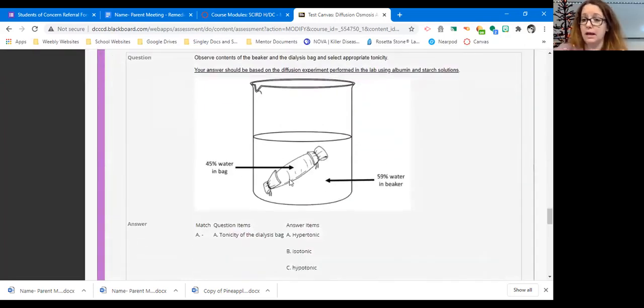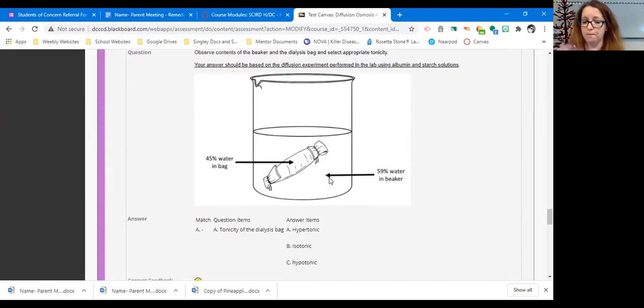45% water in the bag, 59% water in the beaker, tonicity of the dialysis bag. 45% water means there is 55% solutes in the bag. 59% water means there's 31% solutes in the beaker. 59 solutes to 31 solutes. The bag is hypertonic to the solution.